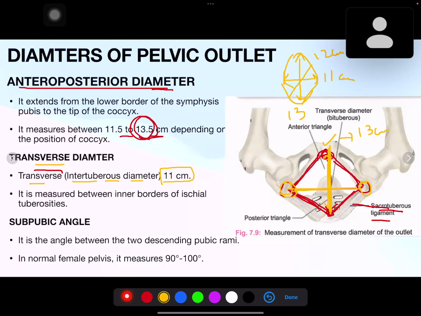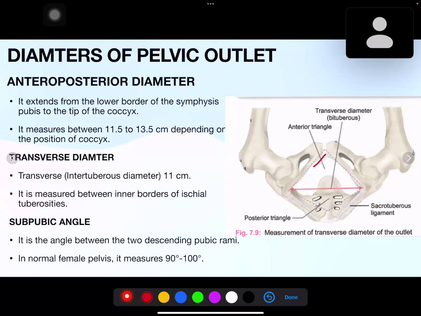Now one more important thing: the subpubic angle. We discussed previously that this is the pubic arch, and it makes an angle. This angle is very, very important for obstetric purposes, because the pelvis has to be wide so that the head passes through this outlet. So this pubic angle is very, very important. See this angle.